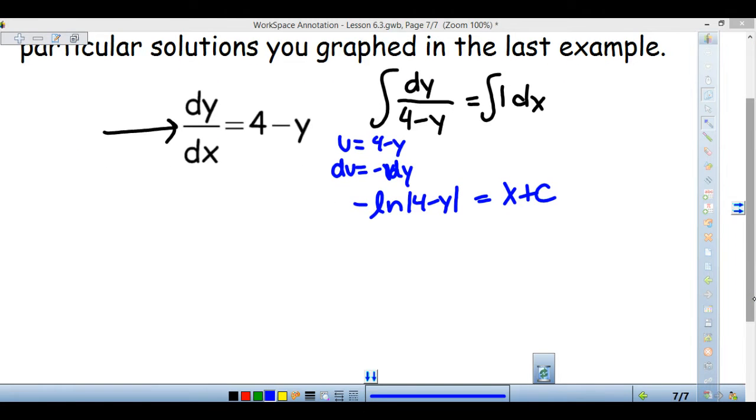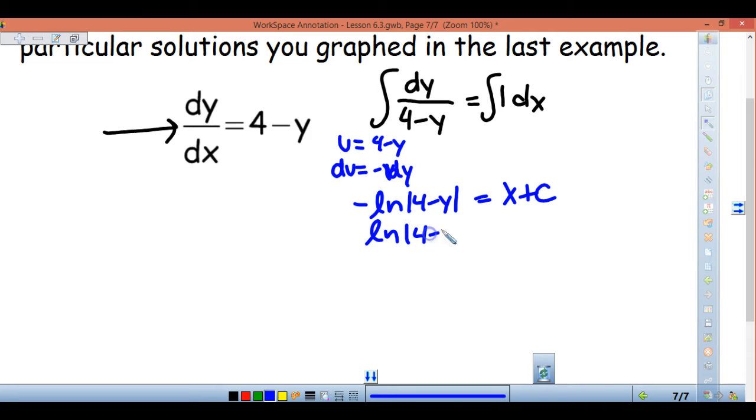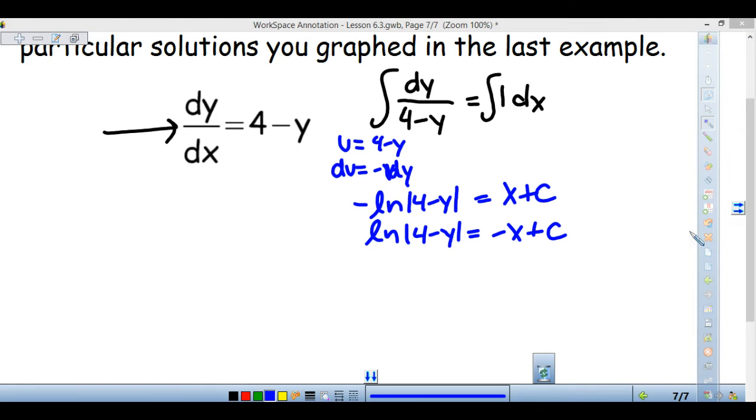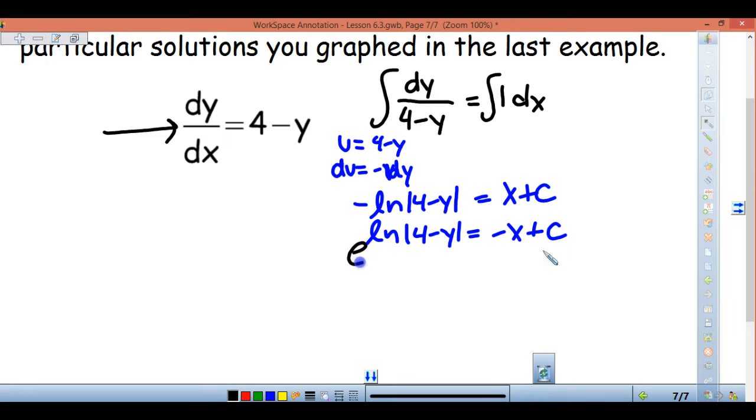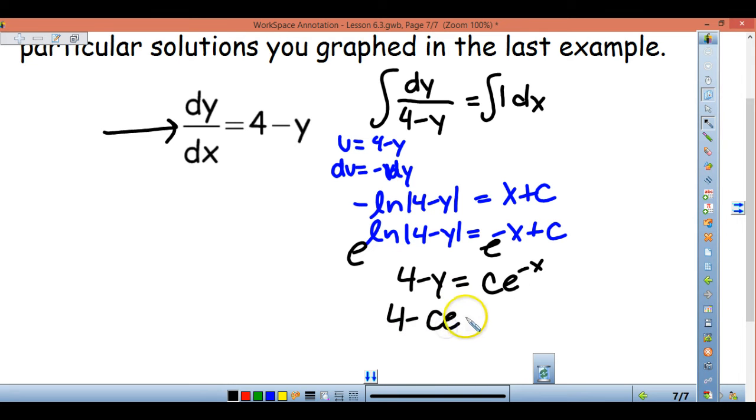So in order to solve for y equals, I need to get rid of this negative so I can do an inverse operation with the natural log. So negative x, and again I can just keep it still as plus c. All right, so if I want to e both sides, so c e to the negative x. Okay, if I want to get y by itself, I'm going to add y to the other side and then subtract c e to the negative x. All right, so now I have a general solution.